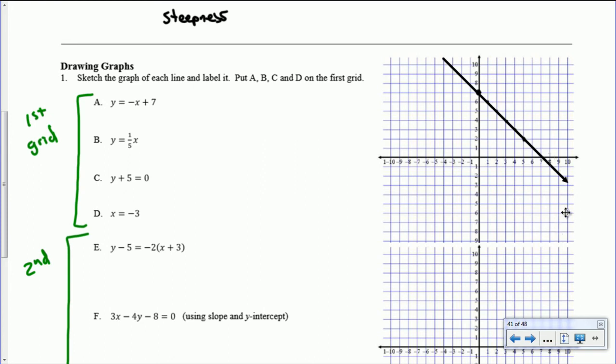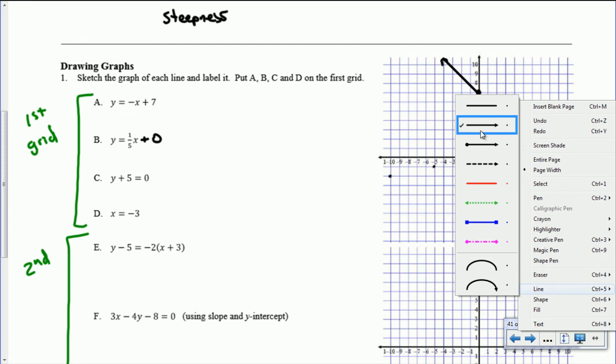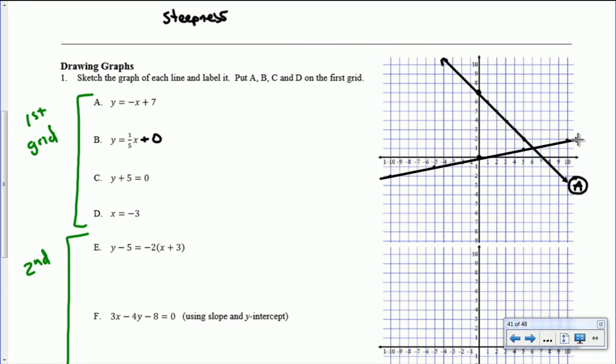And okay, that will be A. Moving on to B, there is a 0 basically for the y-intercept, so it's got to cross through the origin, and 1/5 is the slope, so up 1, right 5, up 1, right 5, and if you want to generate the previous ones, down 1, left 5, down 1, left 5. So here we'll have a line like that. So that's B.